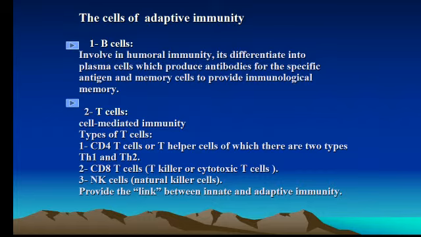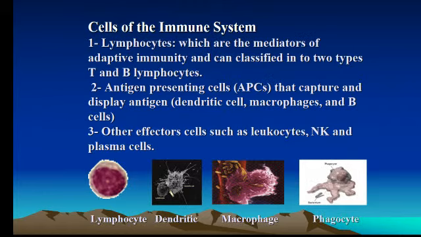This is the plasma cell, and here plasma cells have also been mentioned as a type of cell of the immune system, along with other cells such as leukocytes and natural killer cells. These are not antigen-presenting cells, because antigen-presenting cells are dendritic cells, macrophages, and B cells. And of course the T lymphocytes and B lymphocytes are also important.